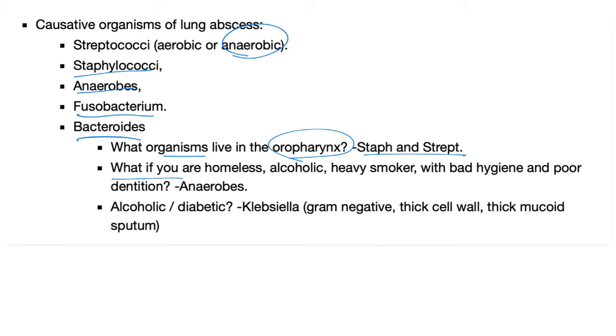What if you are homeless, alcoholic, heavy smoker with bad hygiene and poor dentition? This is anaerobe. If you're an alcoholic or a diabetic, or you live in a senior home, etc., Klebsiella. And Klebsiella loves to cavitate the upper lobe, and it has a very thick wall and thick mucoid sputum. A very famous exam question.